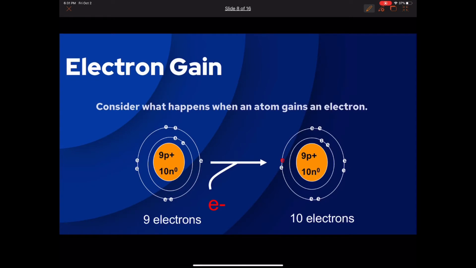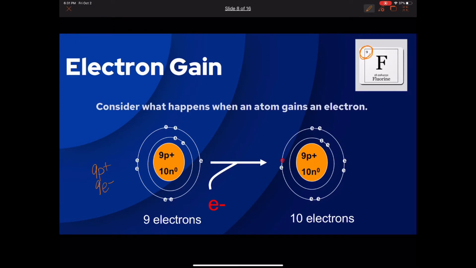Now let's consider what happens when an atom gains an electron. So go ahead and get your periodic table out and see if you can determine what element it is that's pictured here below. Hopefully you notice that it's fluorine. So fluorine has an atomic number of 9. That means it also has 9 protons. In addition, you can see in this picture that we also have 9 electrons, resulting in a neutral state.